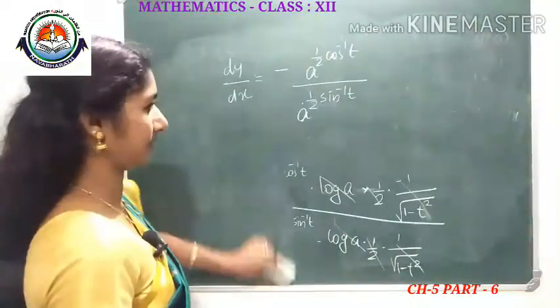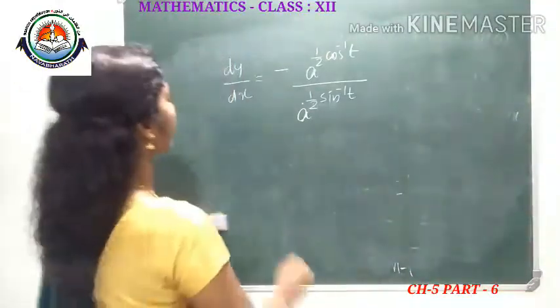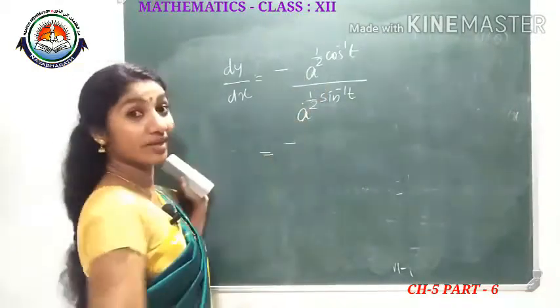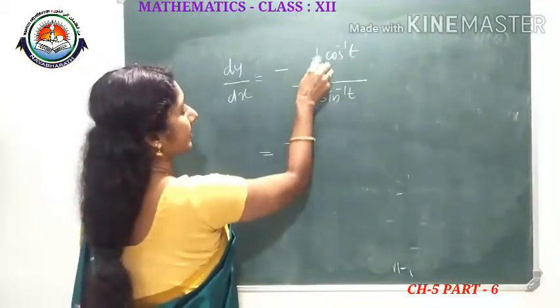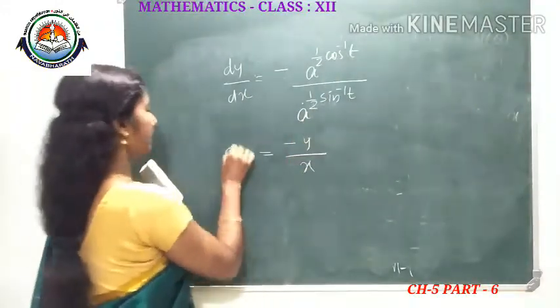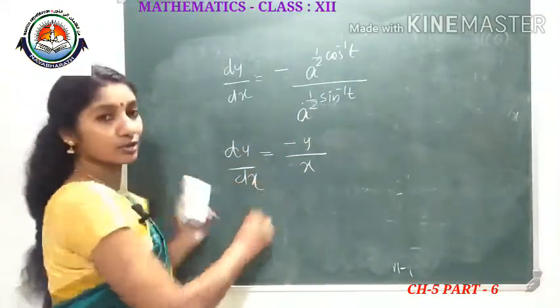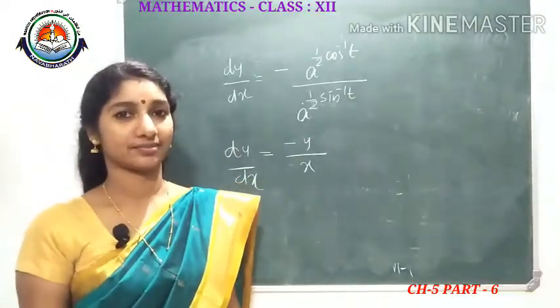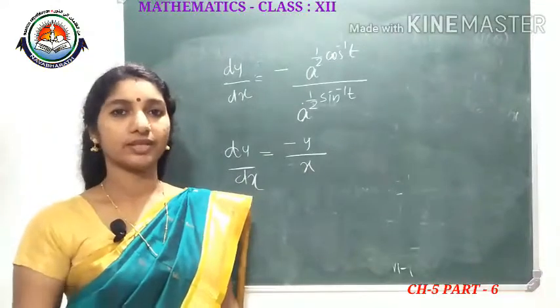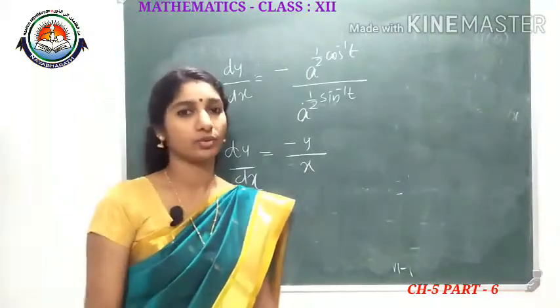Okay. Then see this one, minus, what is this one? This is y. Y only we wrote, a raised to 1 by 2 into cos inverse of t, divided by this is x. So we proved dy by dx is equal to minus y by x. Clear? Like this, problems are there in the exercise. Complete that one, and example questions also you need to do in your notebook.